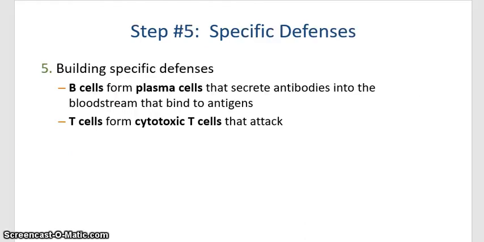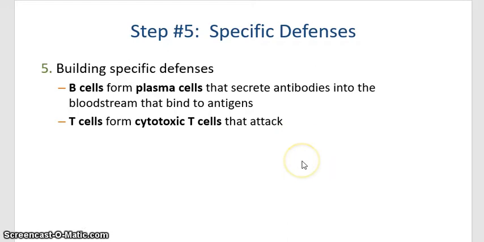So the fifth step in our specific defenses is the B cells forming the plasma B cells or effector B cells that are going to be short-lived, but they're going to pump out that specific antibody at about 2,000 antibodies per cell per second into the bloodstream that would then be binding to the antigens. And then the T cells would also be activated to form cytotoxic T cells that can then attack specific body cells that have been infected with that particular antigen.